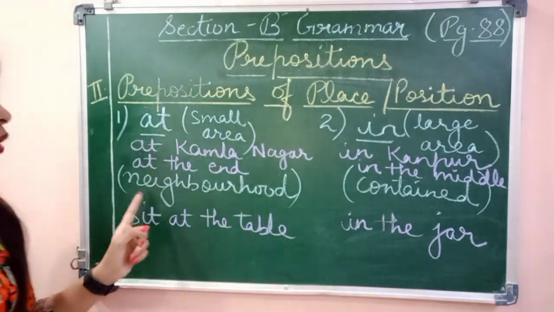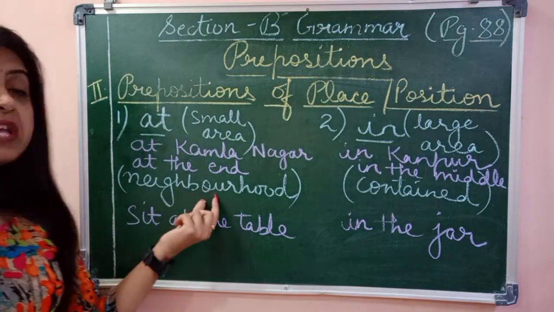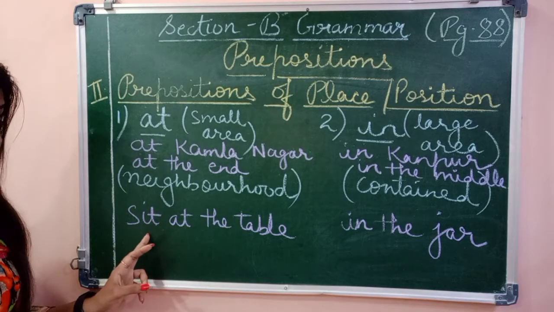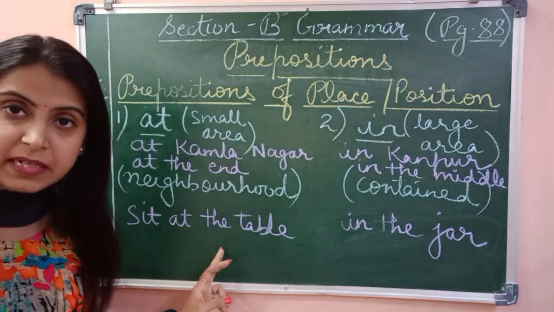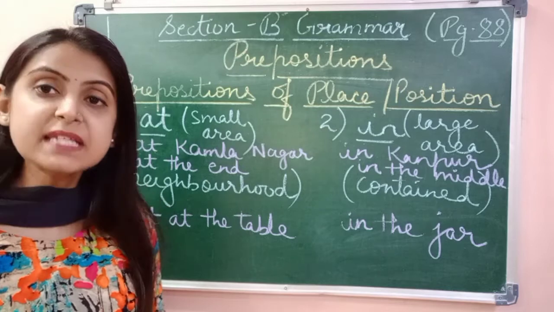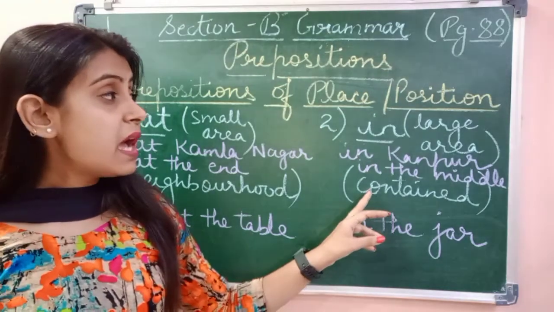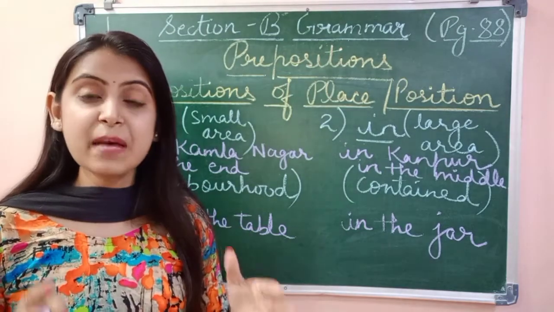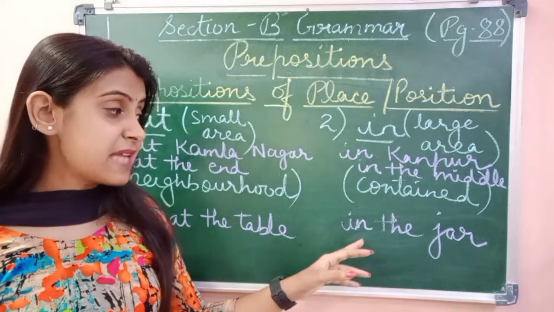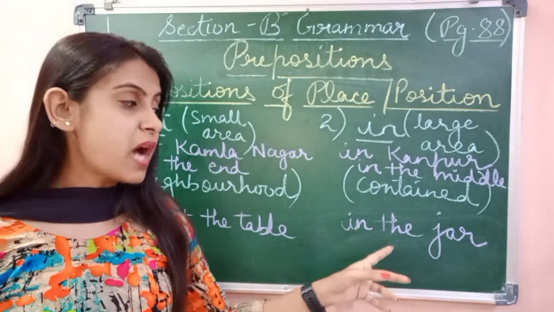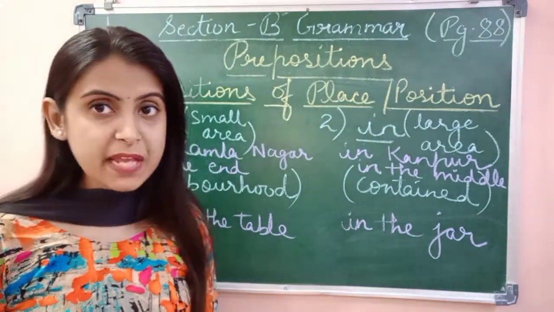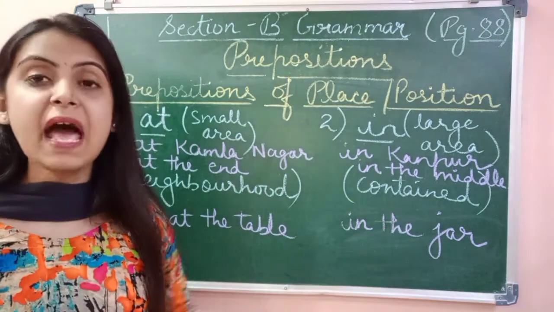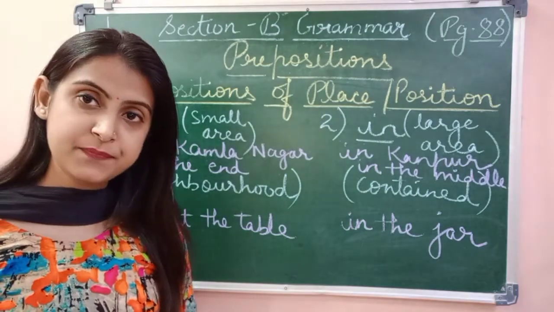Fine. Now, at also suggests the neighborhood. It also indicates the idea of neighborhood. For example, sit for the lunch at the table. We don't say sit on the table. Sit at the table. Right. In is used when we talk about something that is enclosed or something that is contained. For example, the ice cubes are in the jar. Right. So this is the usage of at and in as prepositions of place.